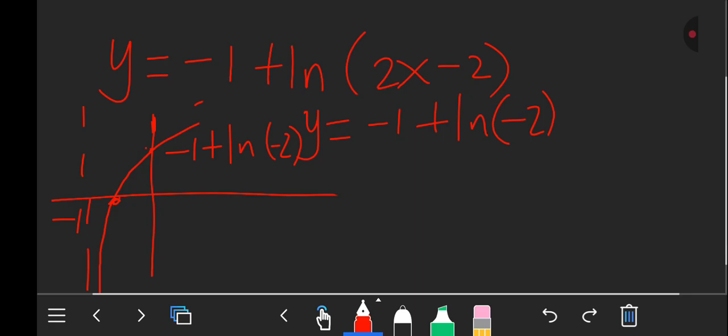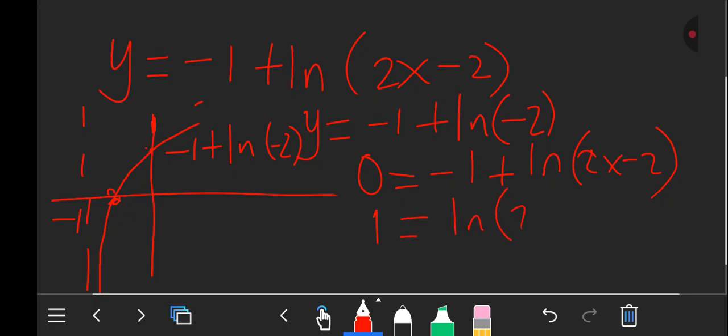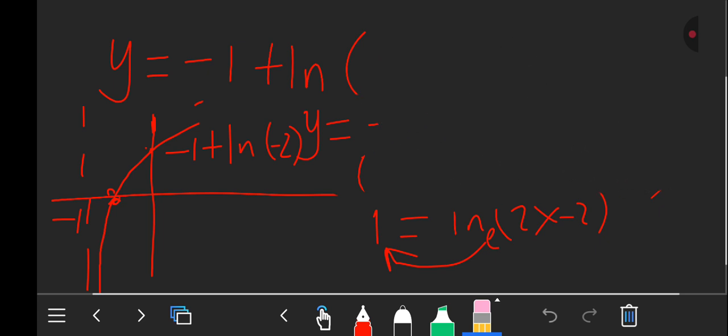Then what we need now to find is the point there. So for that point, we are going to equate y to be 0, so 0 is equal to negative 1 plus natural log of 2x minus 2. So 1 will come this side, so 1 will be equal to natural log of 2x minus 2. Then natural log is to base e. So it will be e to the power 1, which is just e, is equal to 2x minus 2.